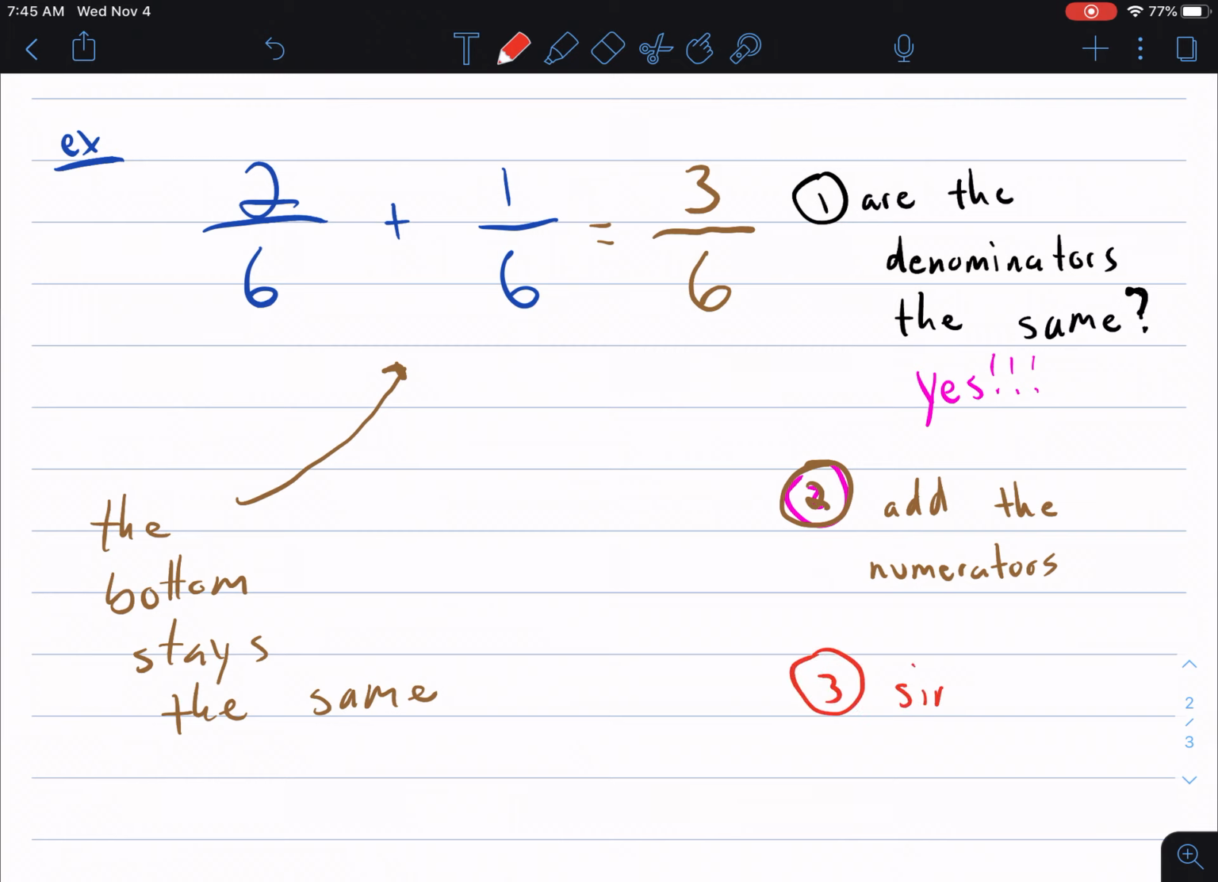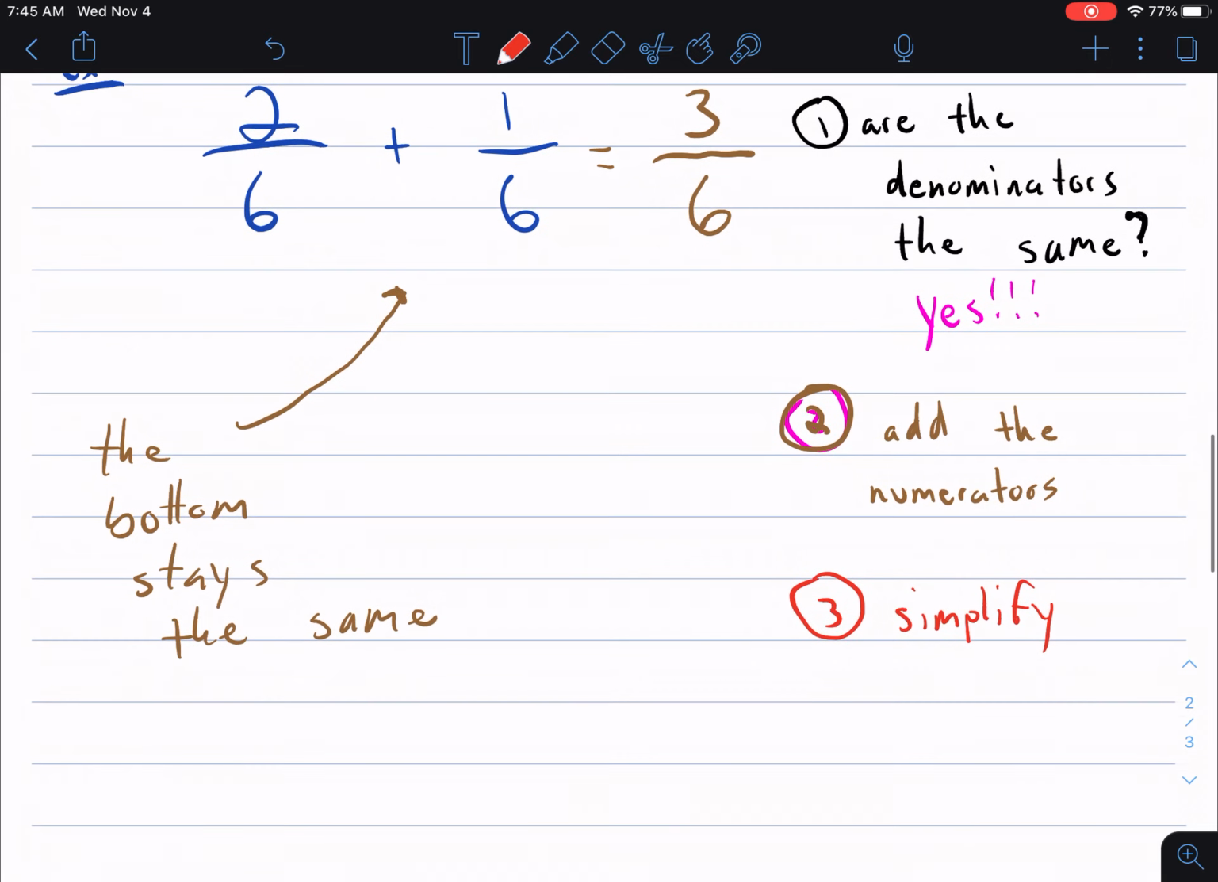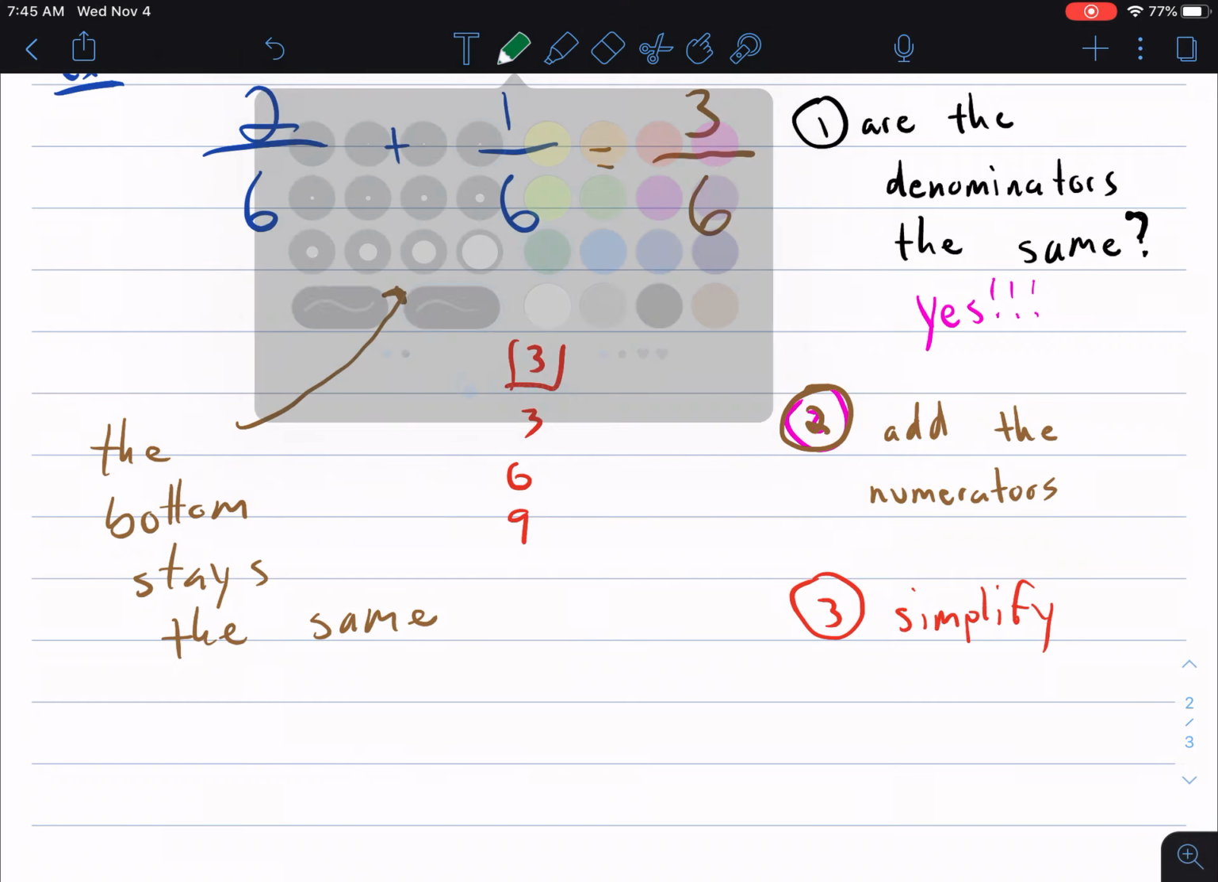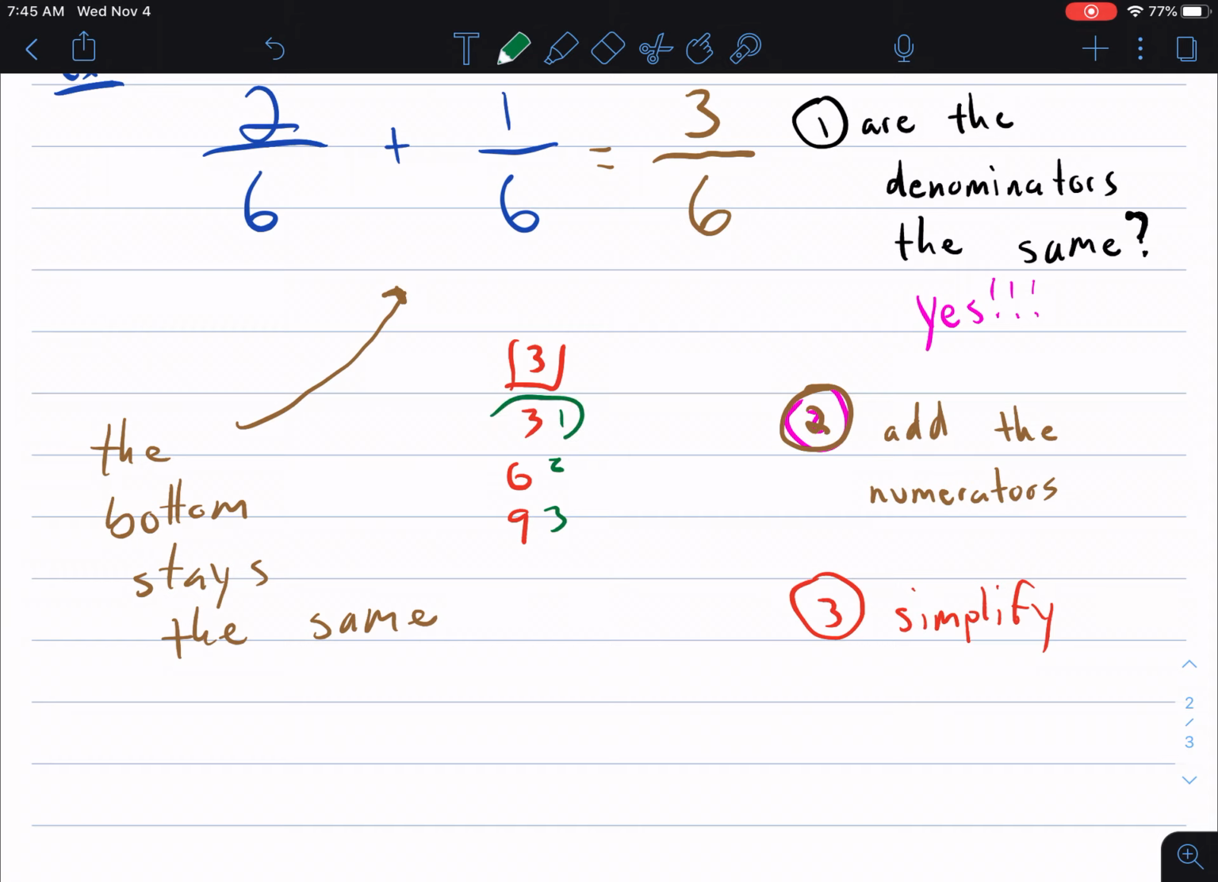Now let's simplify. What is my small number? My small number is 3. 3, 6, 9. How many times for 3? 1. And how many times for 6? 2. My answer is 1 over 2. Yes, I can simplify. Very, very easy.